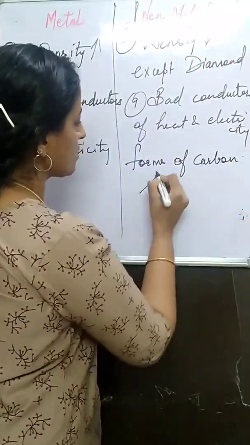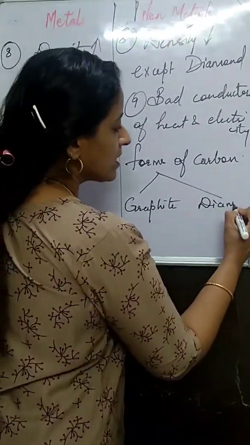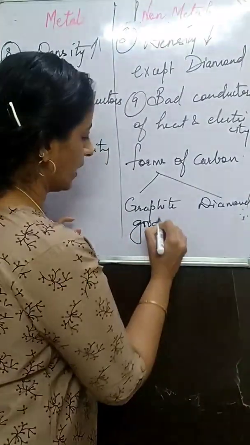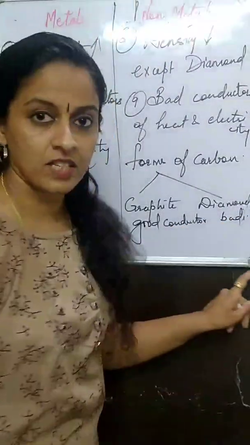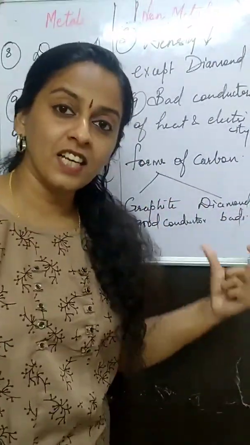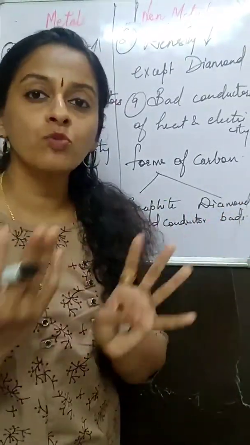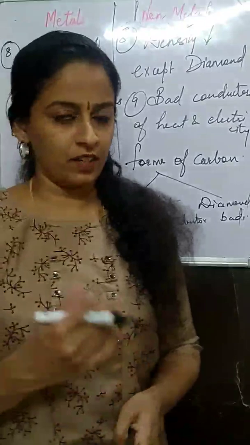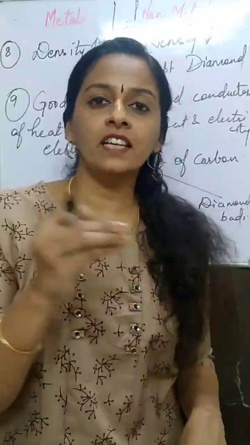Two forms we will discuss: one is graphite and the other is diamond. Diamond is a bad conductor of electricity, whereas graphite is a good conductor of electricity, and both come under non-metals. Graphite conducts electricity, and it is a form of carbon. Carbon is a non-metal. Graphite and diamond are both forms of carbon, but graphite is a good conductor of electricity and diamond is a bad conductor. So that is an exception regarding conduction of heat and electricity.